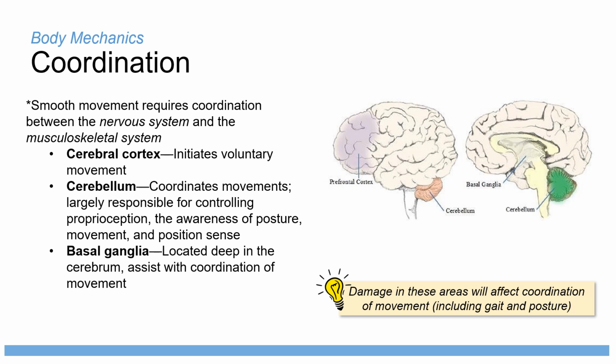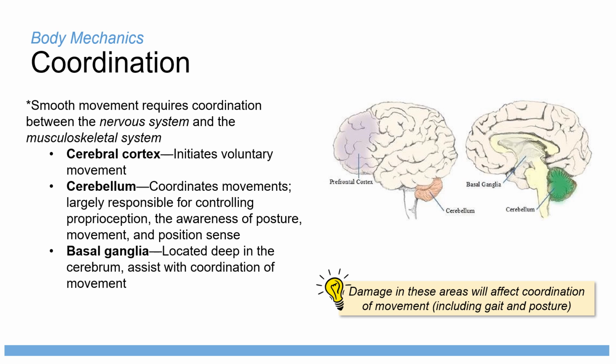Next is coordination. Coordinating smooth movements requires coordination between our nervous system and our musculoskeletal system. So this is our brain and our muscles and our skeleton. Three parts of the brain, cerebral cortex, cerebellum, and basal ganglia, all work together to have coordination. Our cerebral cortex is involved in initiating our voluntary movement. Our cerebellum coordinates movement itself, largely responsible for controlling proprioception, the awareness of posture and movement, and the position sense. So kind of where we land in space. Basal ganglia, which is deep in the brain, assist with coordination of movement. So all of these things have their job.